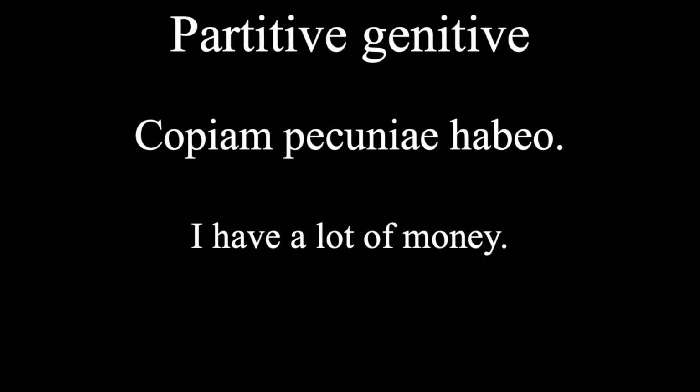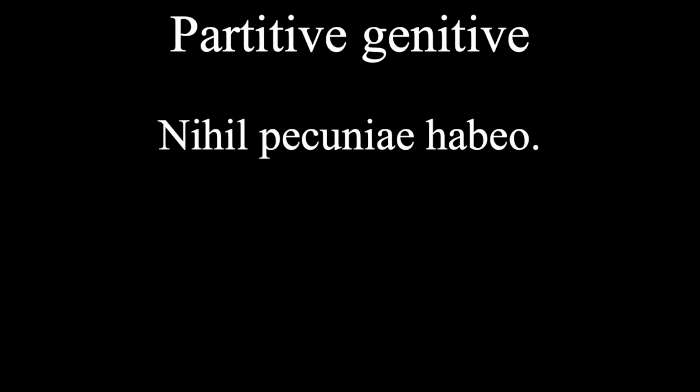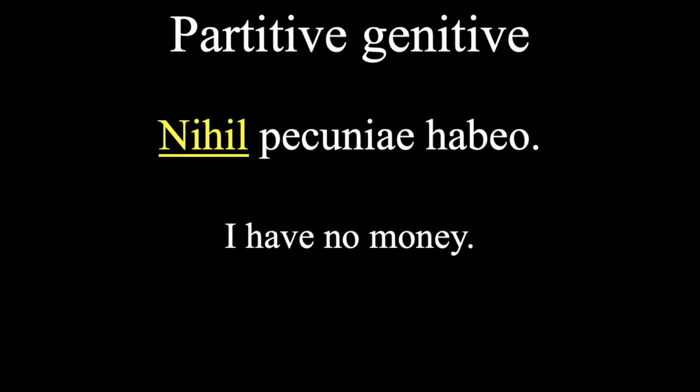So for all the examples so far, we've been able to add the word of, and we've therefore been able to deal with the genitive fairly easily. But as I said before, sometimes you won't have to add anything. So let's keep this sort of example, but change it to nihil pecuniae habeo. Again, nihil means nothing, no, or none. So the best way to translate this would be, I have no money. In English, we might be more likely to say, I don't have any money, but that's the same thing.